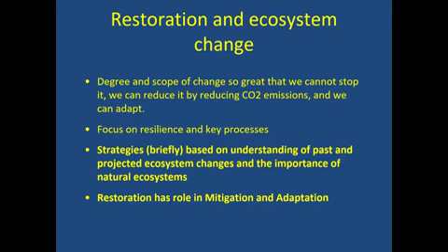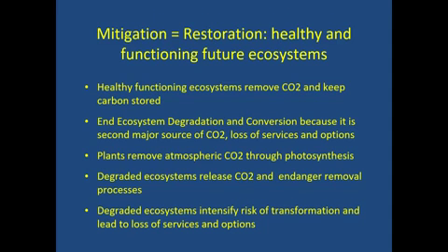And restoration has a role both in reducing CO2 and other emissions, that's mitigation, but also in adapting to the changes that are inevitable. So looking at mitigation, which is part of restoration, what we want is healthy and functioning future ecosystems. In other words, we want nature to be able to move forward as the climate changes in the way that is done for long periods of time to maintain functioning, coherent, resilient ecosystems. First of all, healthy functioning ecosystems remove CO2 and keep carbon stored in them. That's very important because that guarantees us less CO2 in the atmosphere.